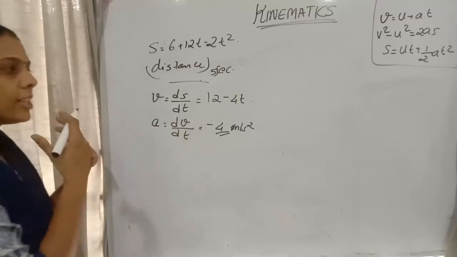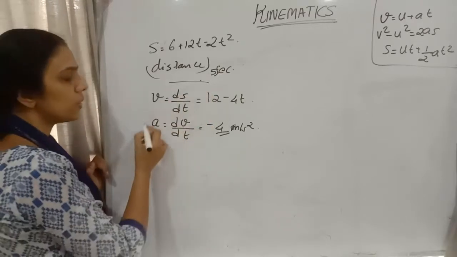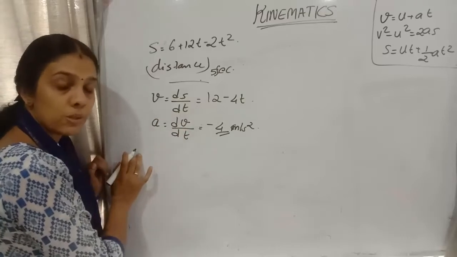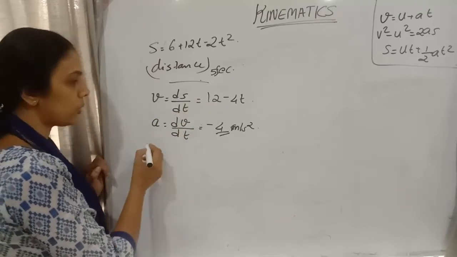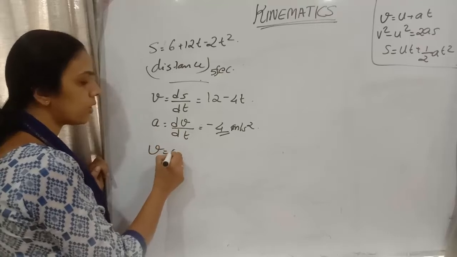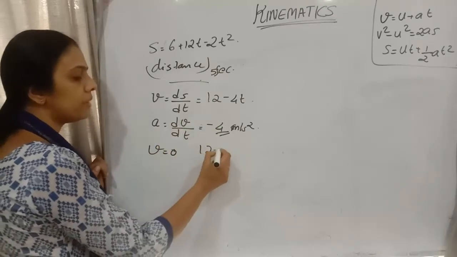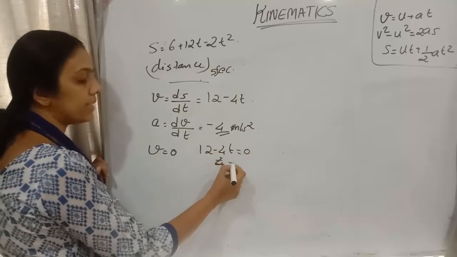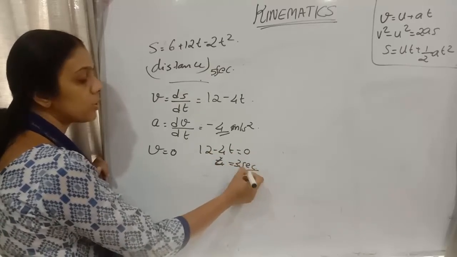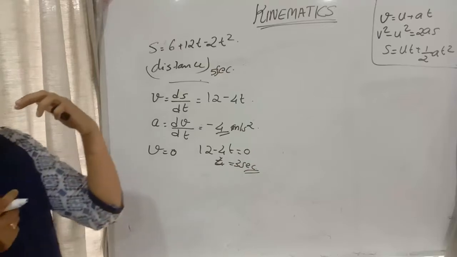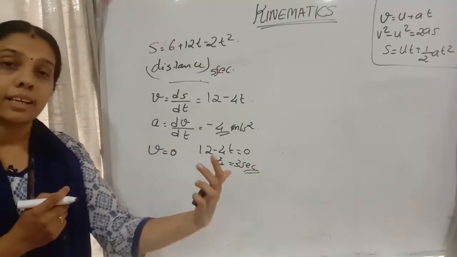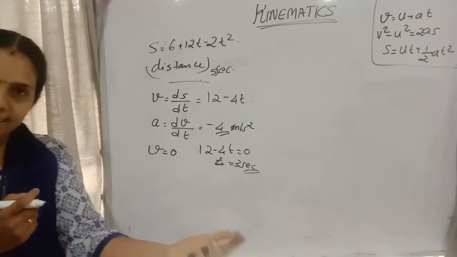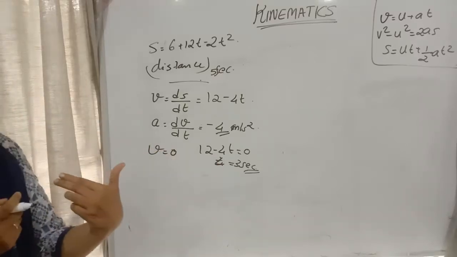So when it comes to rest position, its velocity becomes 0. Final velocity is equal to 0. When velocity equals 0, what will be the time? 12 - 4t = 0. Therefore, t is 3 seconds. So in 3 seconds it will come to rest position. Then in 5 seconds what will happen? It is coming back to the previous position, right?